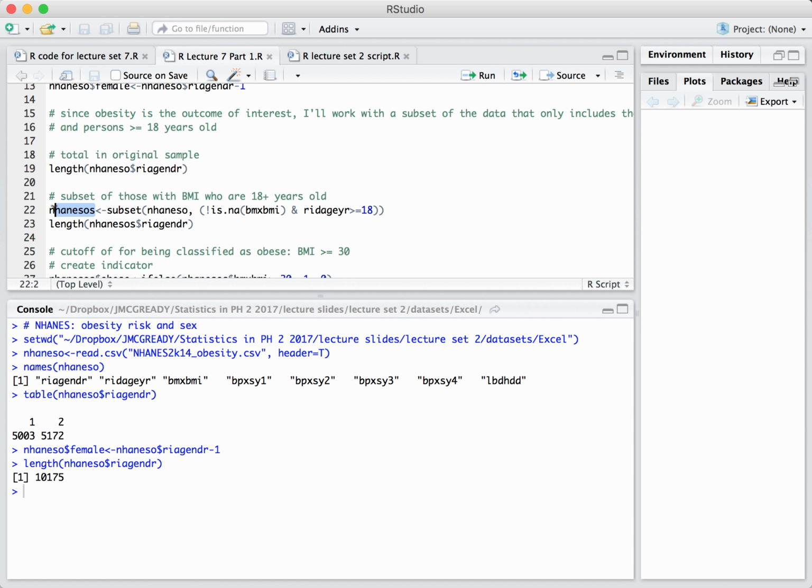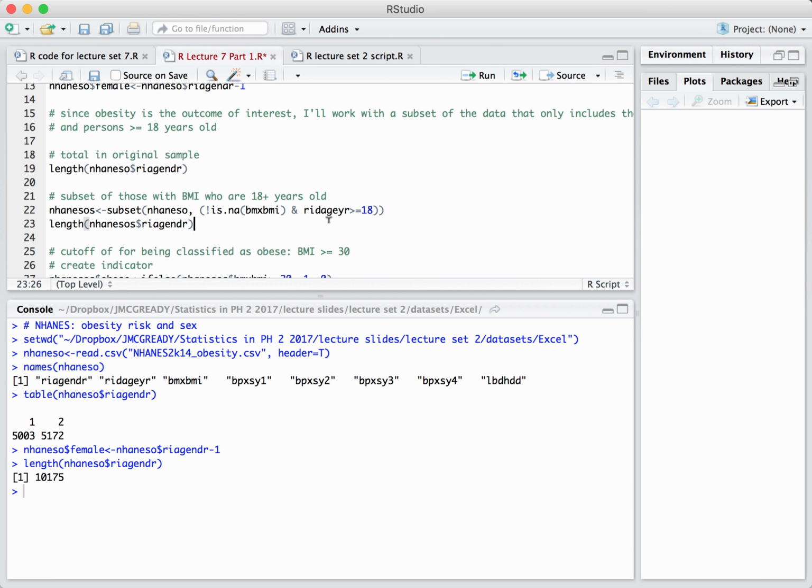So I'm going to take a subset, I'll call it NHANES OS for subset, which is a subset of my original data frame NHANES O. It includes those that are not missing. Remember, the syntax is.na comes back true if the observation is missing, and false if it is not. And I want those that are not missing, so those that are not true on the query is.na for the BMI measure. And I want to couple that with people who are over 18 years old.